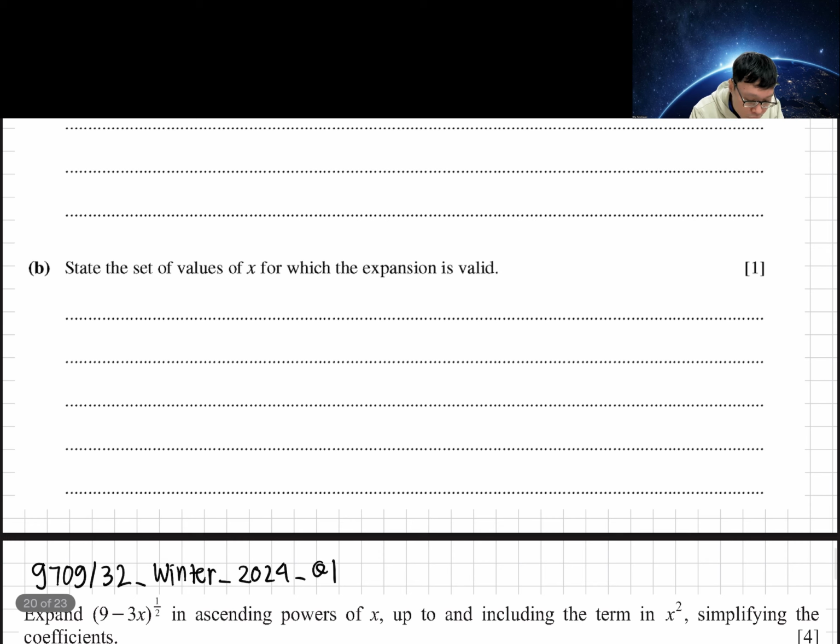So the modulus of 6x has to be less than 1. That means you can divide both sides by 6. You get modulus of x less than 1 over 6. That is the set of values for x for which the expansion is valid. Let's move on to the third question.